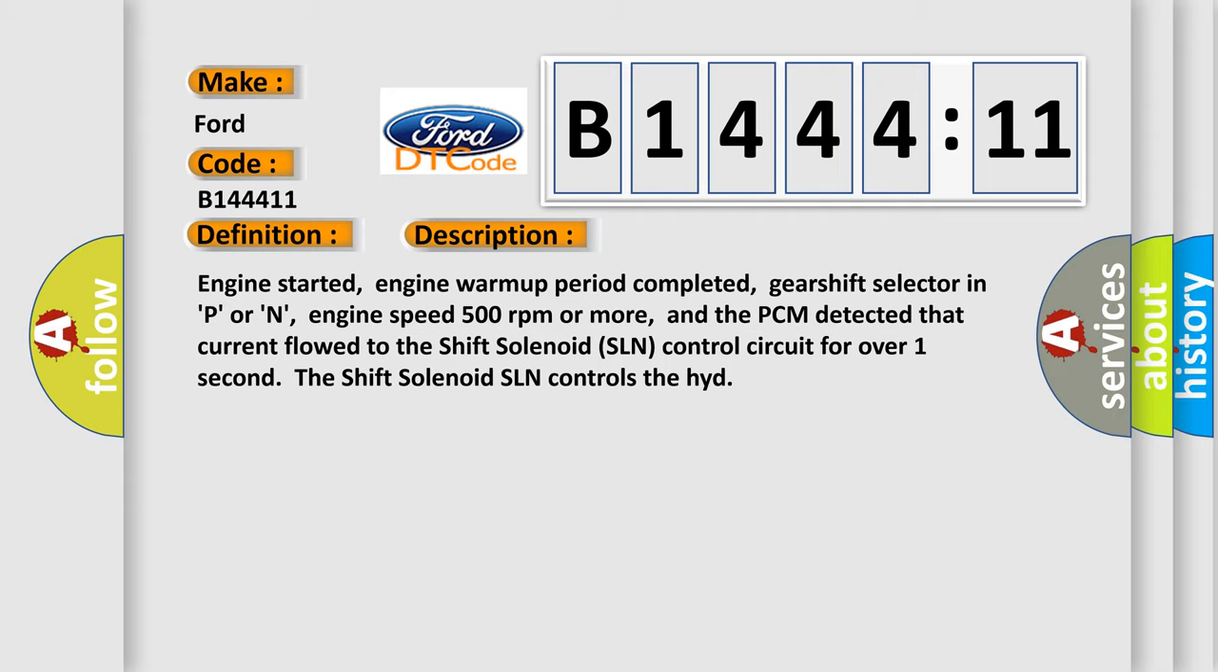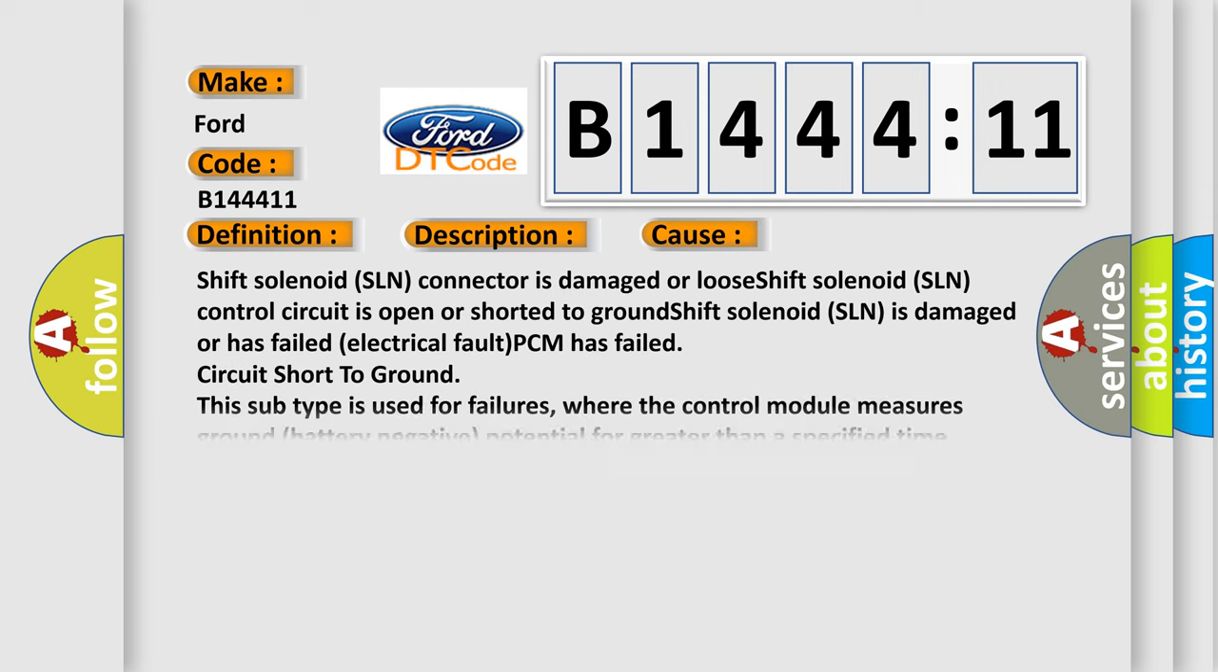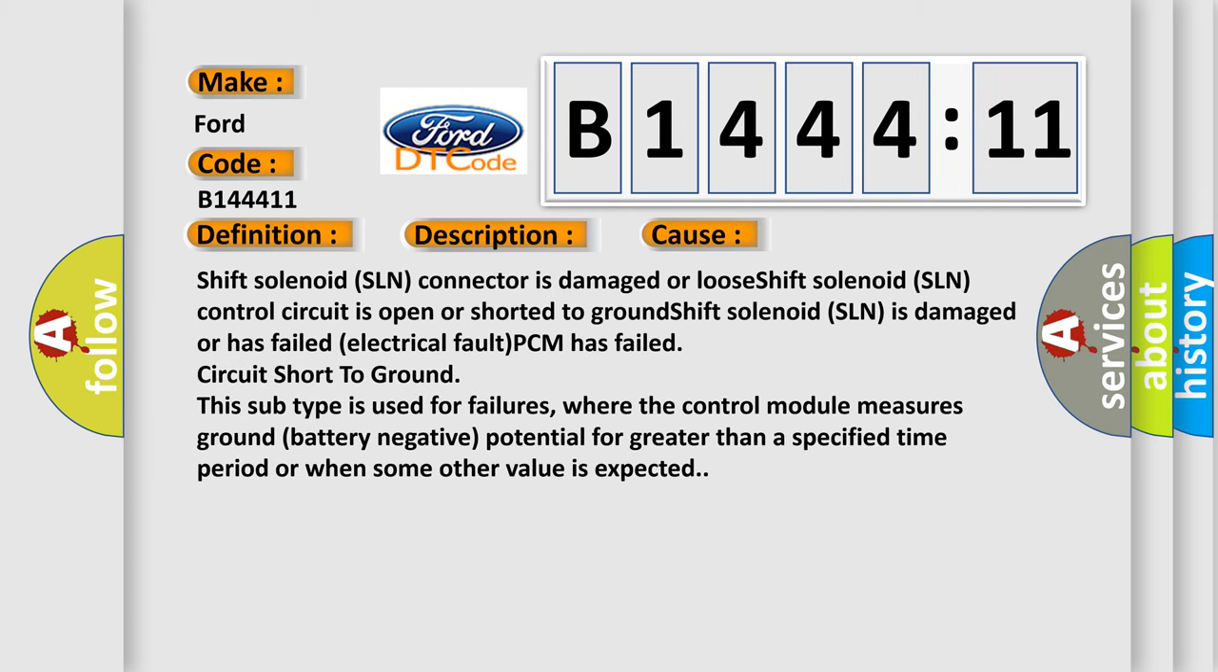And now this is a short description of this DTC code. Engine started, engine warm-up period completed, gearshift selector in P or N, engine speed 500 revolutions per minute or more, and the PCM detected that current flow to the shift solenoid SLN control circuit for over 1 second. The shift solenoid SLN controls the HYD.